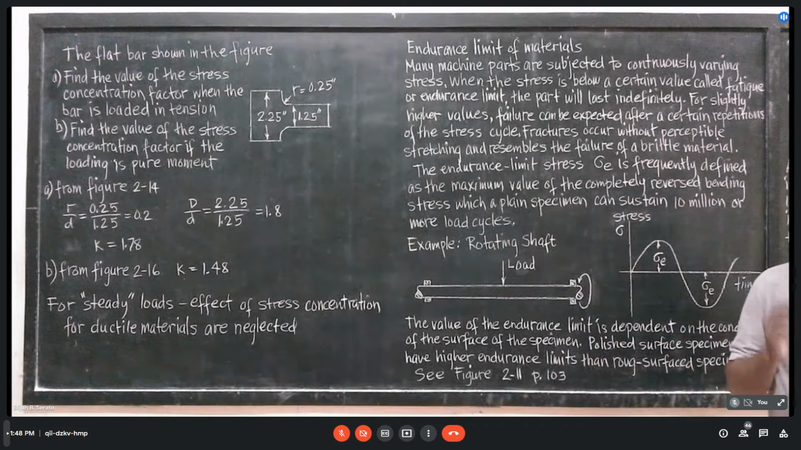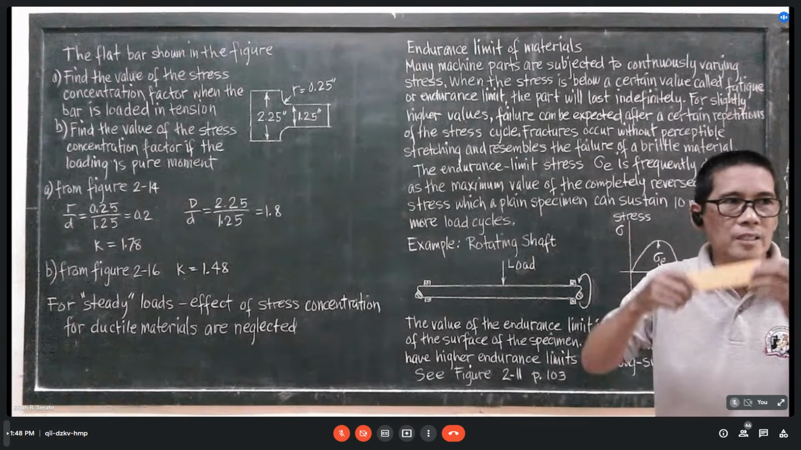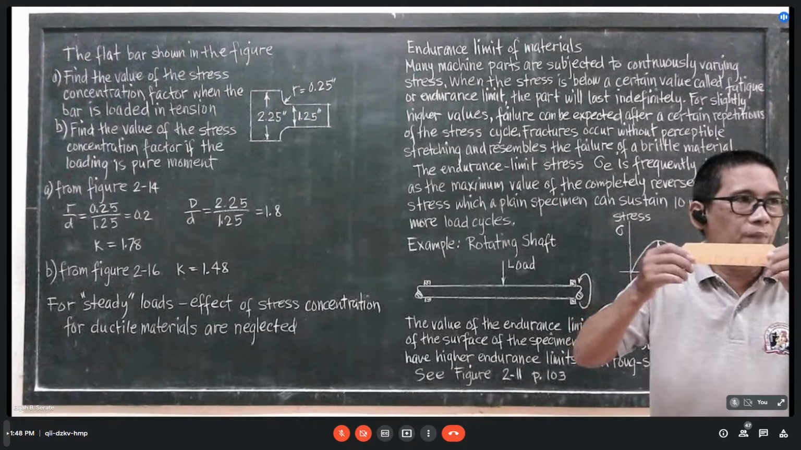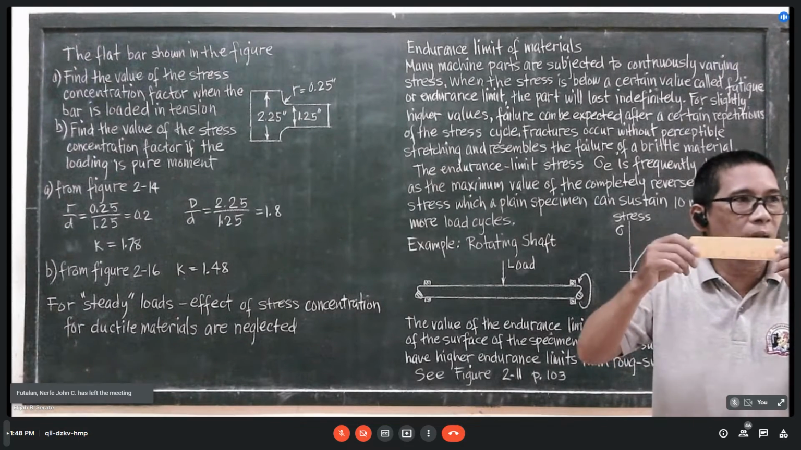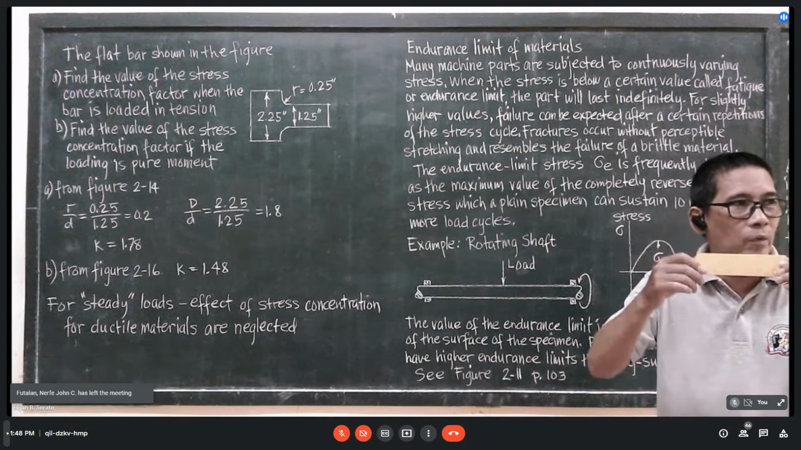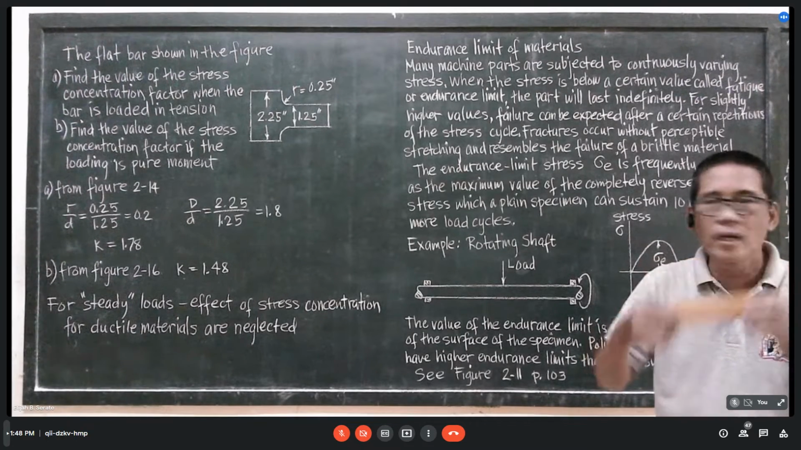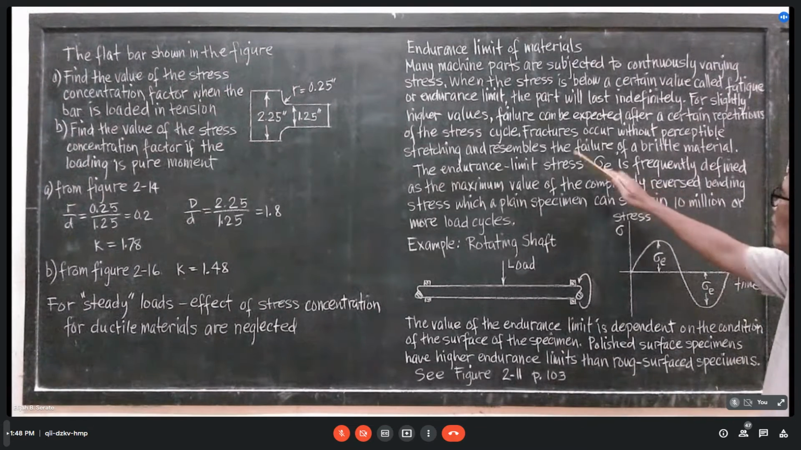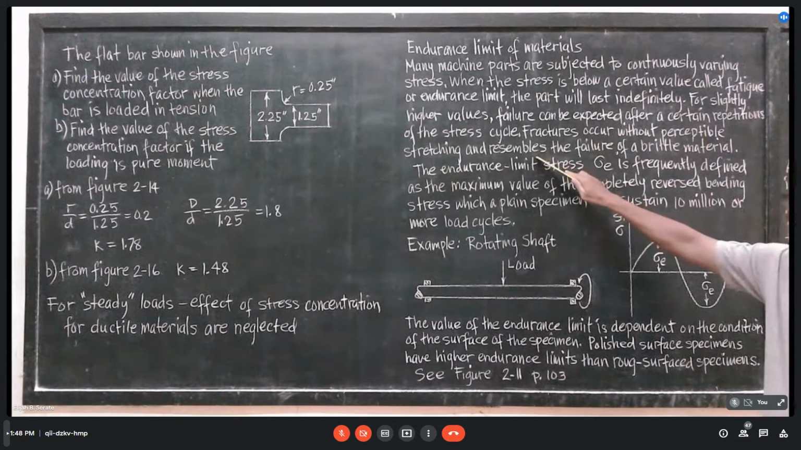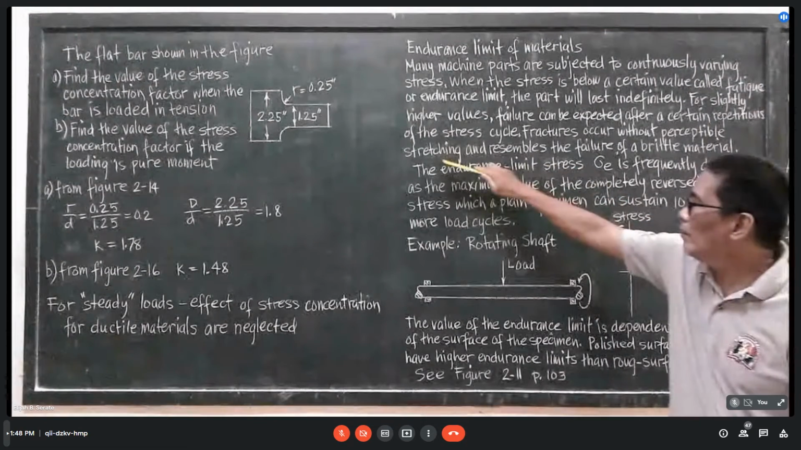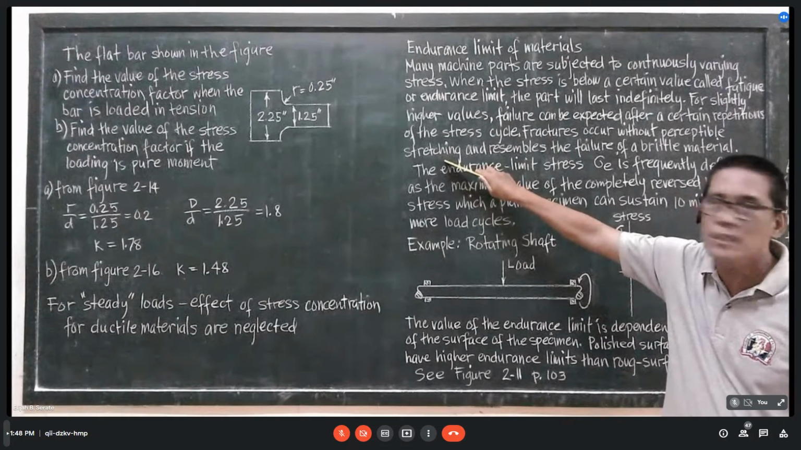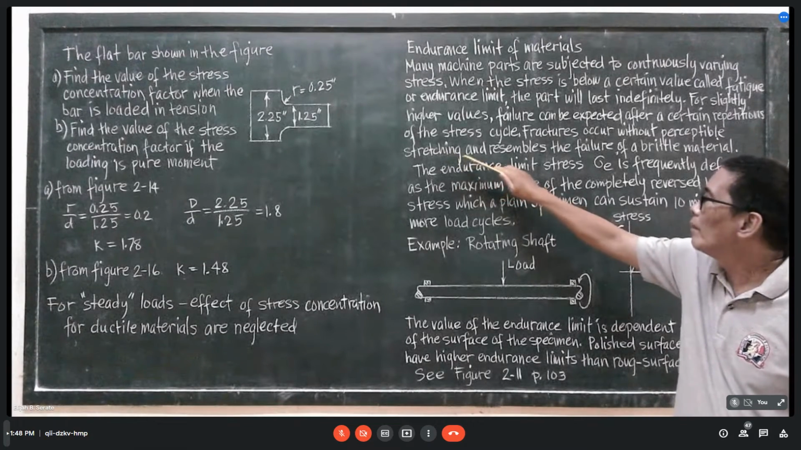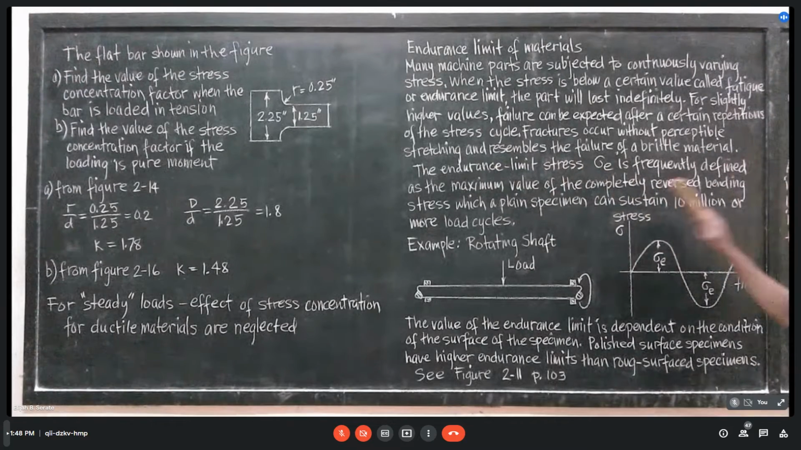Even if your material is ductile, but it is applied with a varying or fluctuating load, when it fails, it will fail like a brittle material. It breaks straight, it no longer stretches. No, that is the one. So, fracture occurs without perceptible stretching. Remember, a ductile material is supposed to stretch. But even if this is a ductile material, if the load is fluctuating, then it resembles the failure of a brittle material.